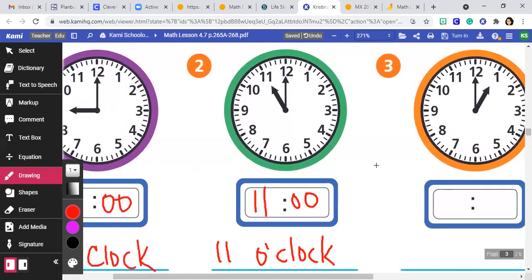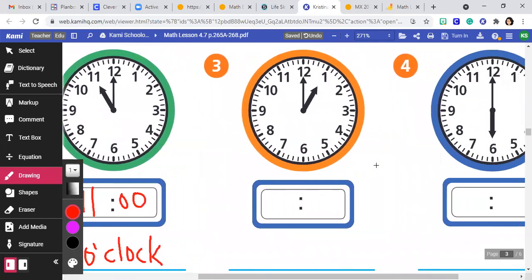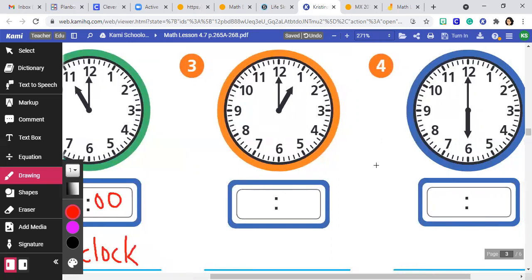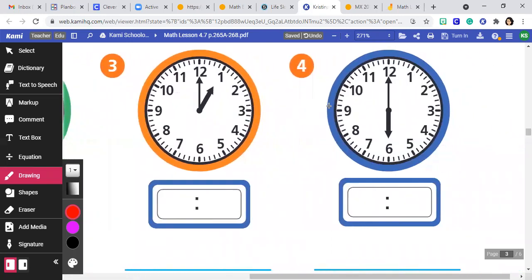Are you with me? Let's keep going. Number 3. Well, I see what they're doing here. They've got a pattern with these minute hands. Neither number 3 nor number 4 have any minutes that have elapsed past the hour. Because it's pointing straight up to the 12, I know that my minutes are at 0.